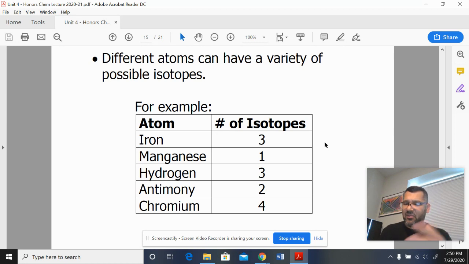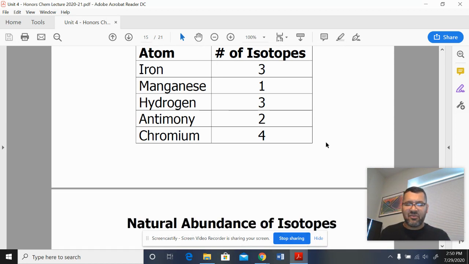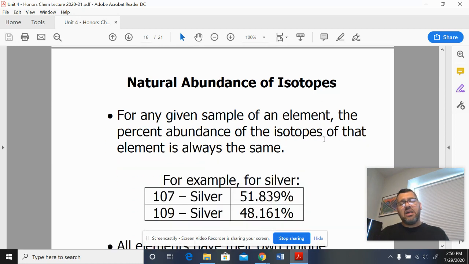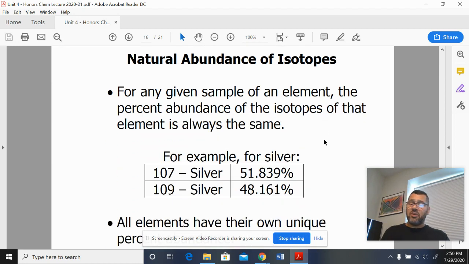So how do we deal with that? How do we figure that out? What does an atom have? So in nature, we don't have to do anything necessarily. All these options are out there. Nature likes to have variety. And so for any given element, there are different amounts of each of the isotopes that it has. And every atom is different.